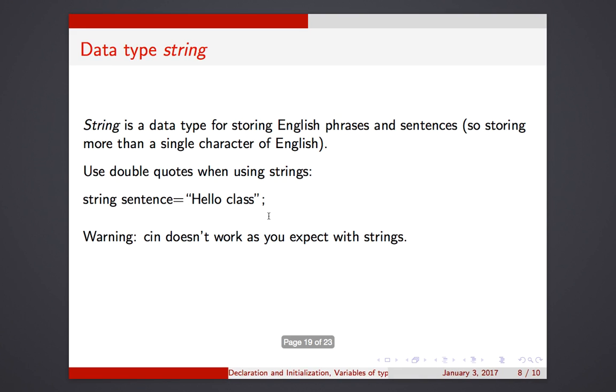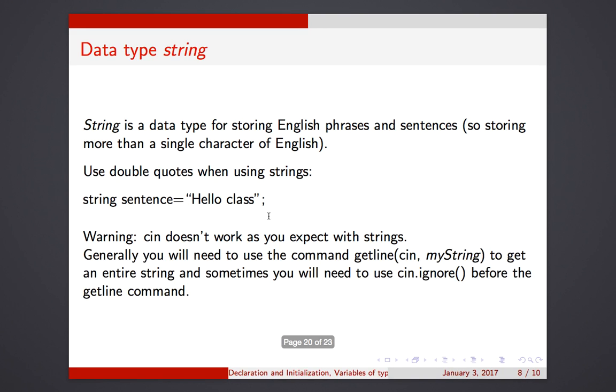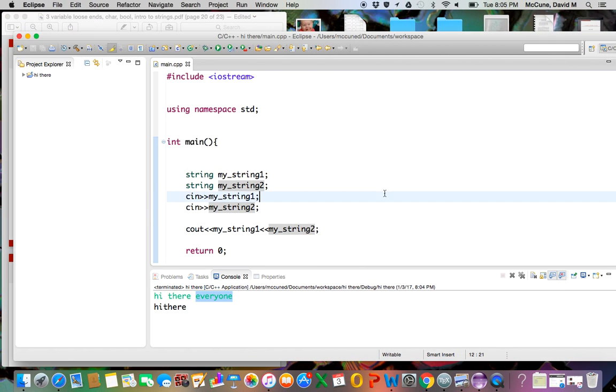Okay, so just as a warning, right? If you want to grab from the user an entire sentence, you can't just use cin. You will have to use getline, cin, and then whatever you're storing it in. Okay, one other subtlety or obnoxious thing about cinning with strings is that sometimes you have to use the cin.ignore command. And to illustrate what that is, let me just show you how this works here.